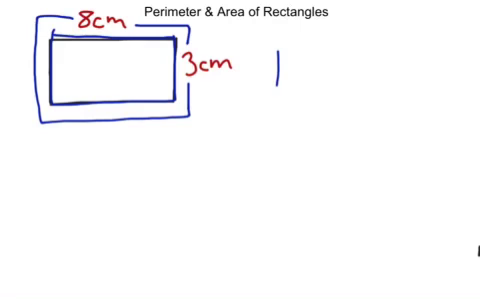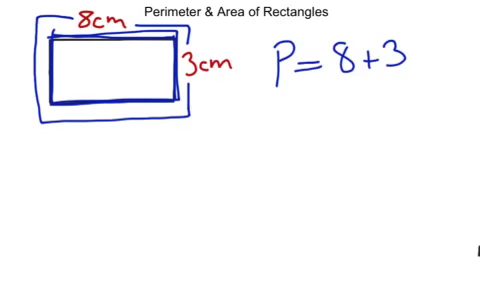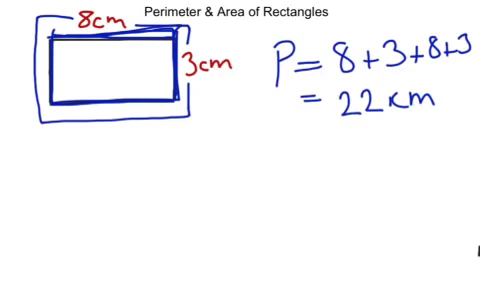So in this case, the perimeter is equal to 8 plus 3 plus 8 plus 3. So the perimeter is equal to 22 centimeters in this case. Or we could say it's 8 plus 3, which is 11, and it's double that because it's exactly the same on the opposite two sides.